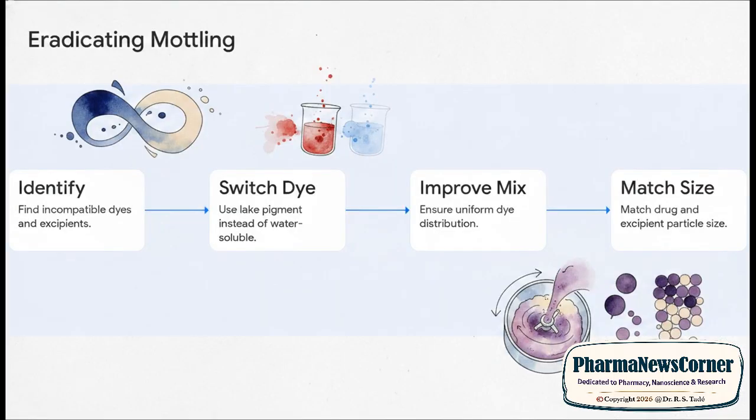Eradicating mottling is all about chemical troubleshooting. First step, you've got to identify any dye incompatibilities between your colorant and your excipients. A lot of the time, the absolute easiest remedy is simply switching to a lake pigment instead of using a water-soluble dye. It's also super vital to improve your mixing process to ensure that dye is distributed completely evenly. And crucially, you have to match the particle sizes of the active drug and the excipients. If they are vastly different sizes, they're going to segregate, and they will pull that color right along with them.